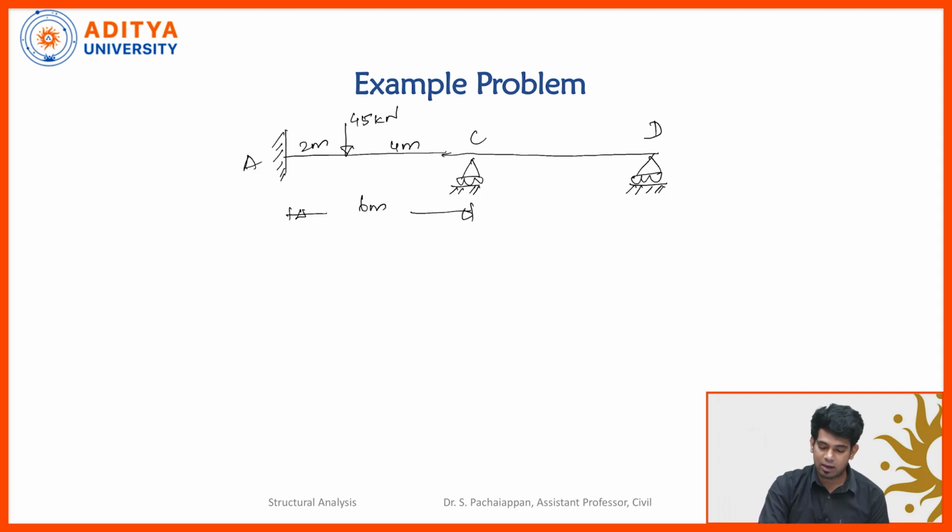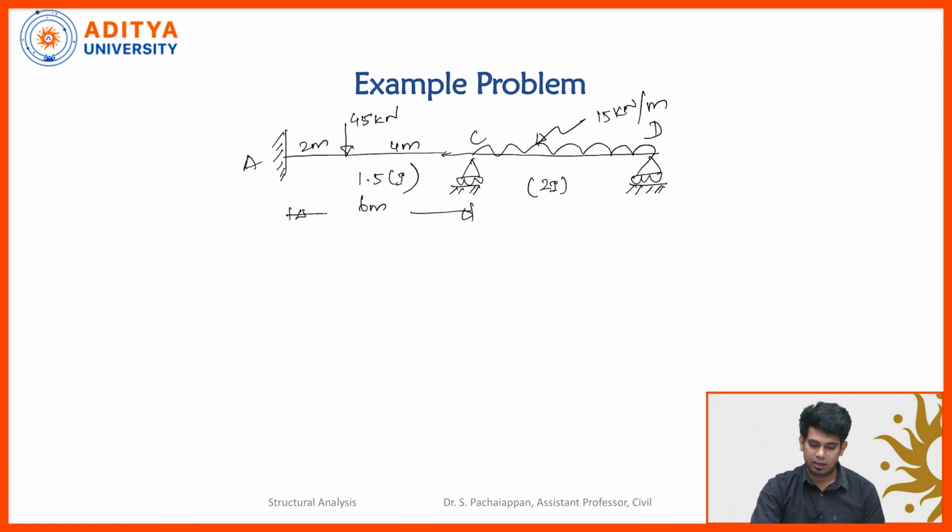And the EI value is 1.5 times I. For span CD, we are having 2 times I. And on span CD, we have the UDL whose intensity is 15 kilonewton per meter. And span CD is 4 meters long.